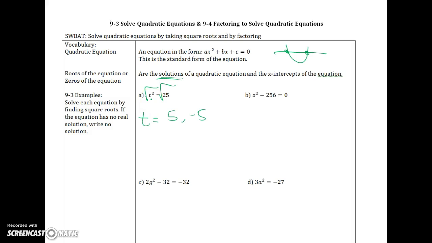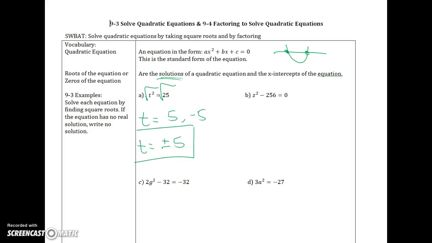You should have 2 answers if you're taking the square root, as long as you're not taking the square root of 0. So another way to say this is t equals positive and negative 5. If you only write 5 for your answer, you only have half of the solution, which means you only get half of the points. Not a good look. Don't forget the plus or minus.